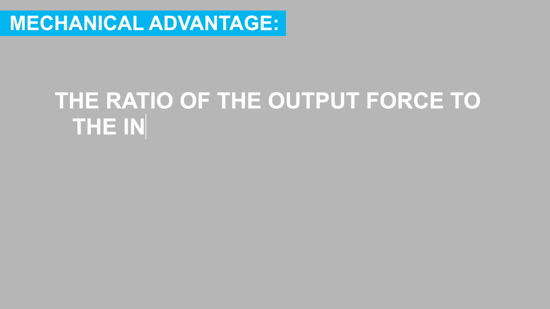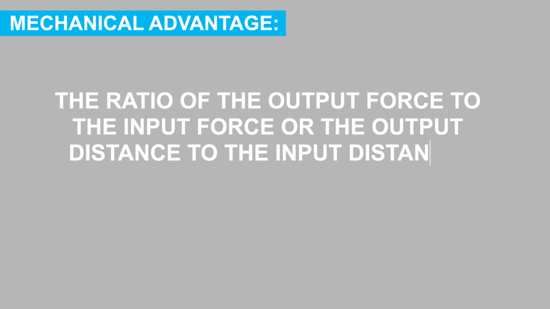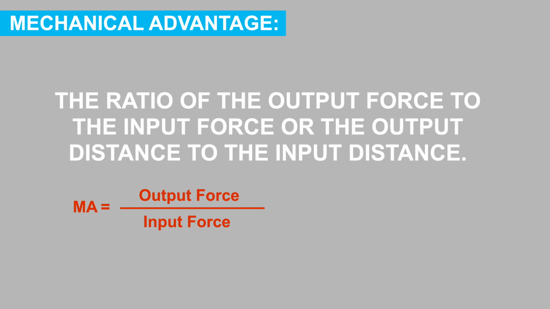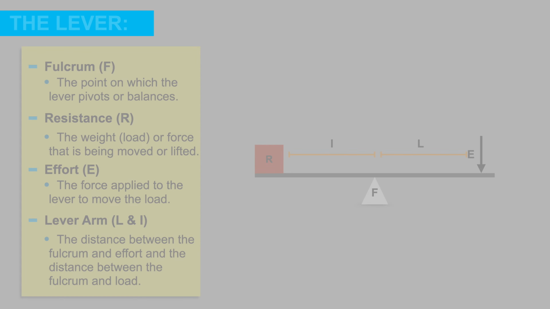So mechanical advantage is defined as the ratio of the output force to the input force, or the output distance to the input distance. Or it can be summarized by the formula MA equals output force over input force, or R over E, where R is resistance and E is effort. Remember at the beginning of this video when we listed the aspects of a machine? Well, all those aspects can be defined as mechanical advantage. Okay, let's go back to further explaining the lever.